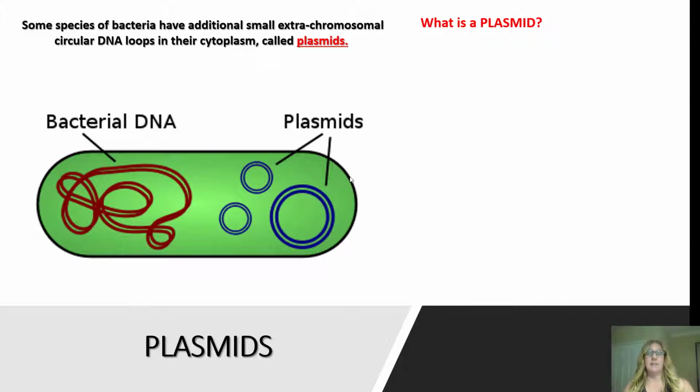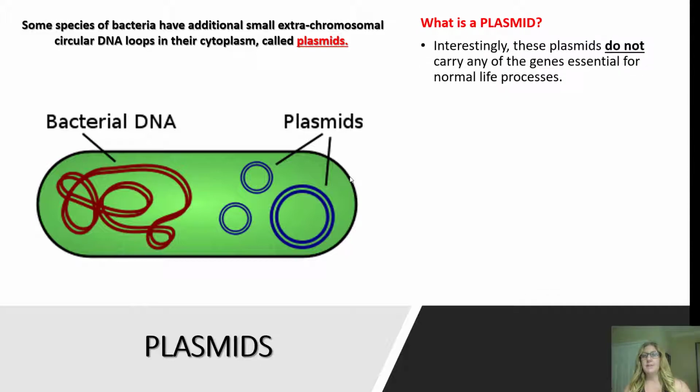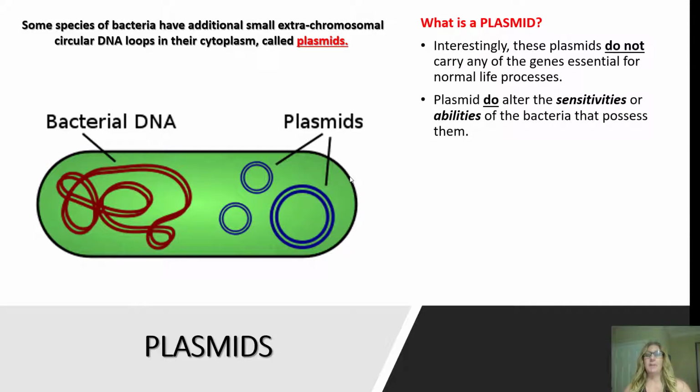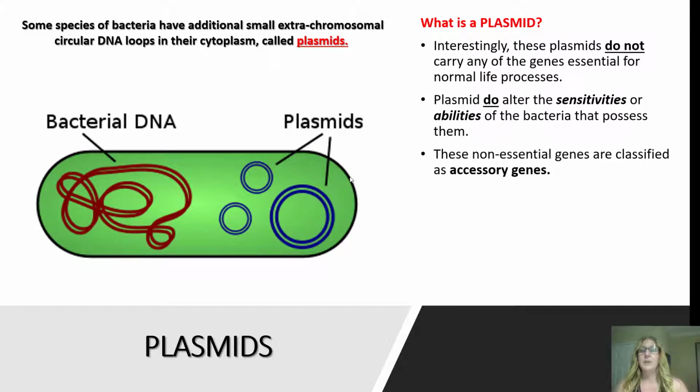Some species of bacteria have an additional small extra chromosomal circular DNA loop in their cytoplasm called a plasmid. Interestingly, these plasmids do not carry any of the genes that are absolutely necessary for the normal processes of life, but we do see that these plasmids carry genes that might alter the sensitivities or the abilities of the bacteria that have them. So the genes that are on plasmids are considered accessory genes because they are non-essential.